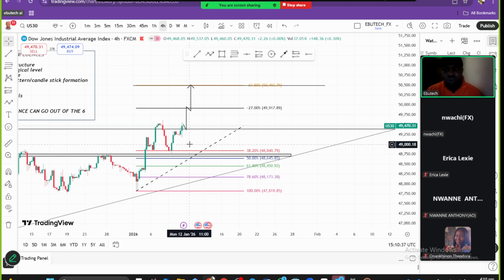But we are not looking at anything buy. We have to be straightforward. We are not looking at anything sell. We are only focused on buy. Where are we going to be buying the market?